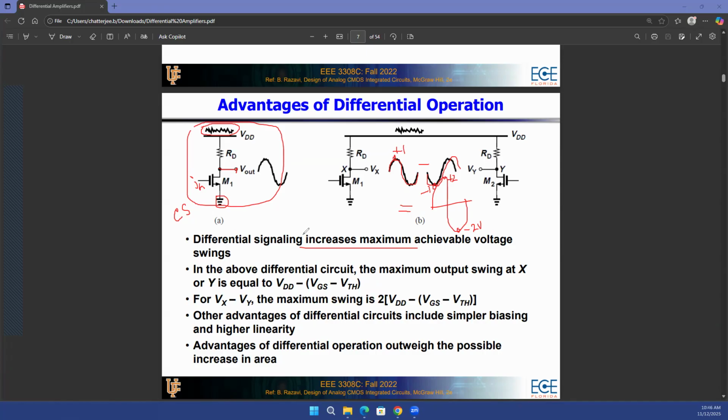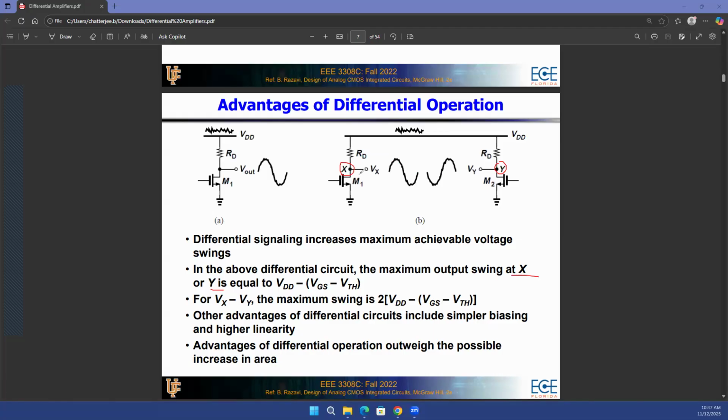All right. So now if you want to write down what is the maximum output swing, let's quantify it with math. So let me first clear all of this. So in the above differential circuit, the maximum output swing at either node X or node Y. Those are the individual single-ended nodes in this differential circuit. So let's say either node X or node Y. What is going to be the maximum output swing?